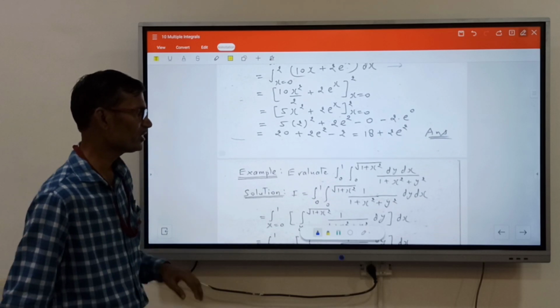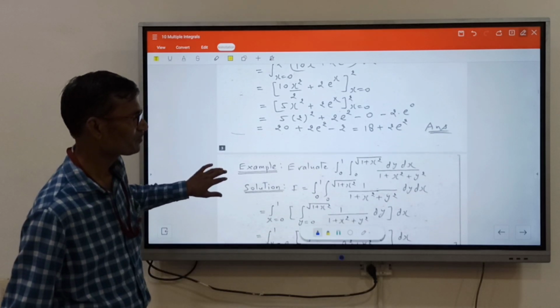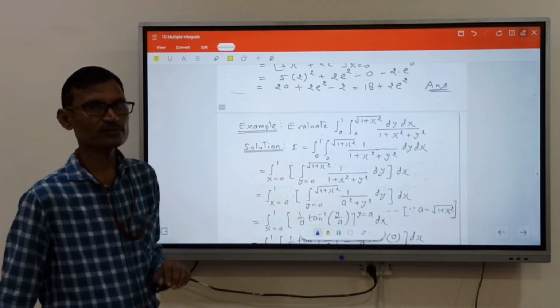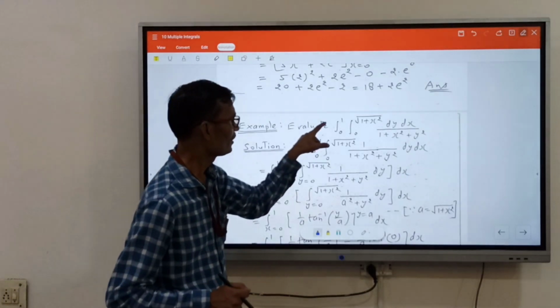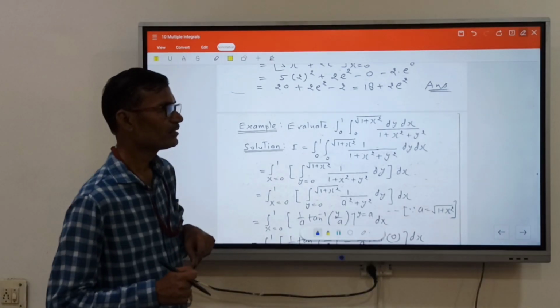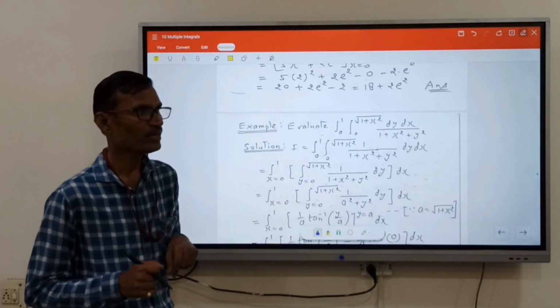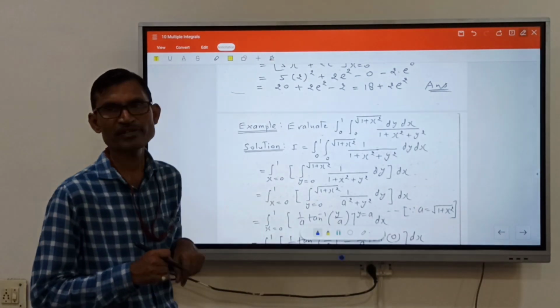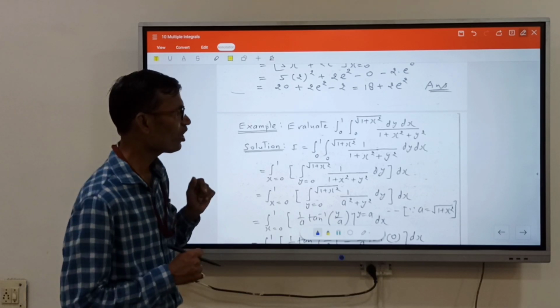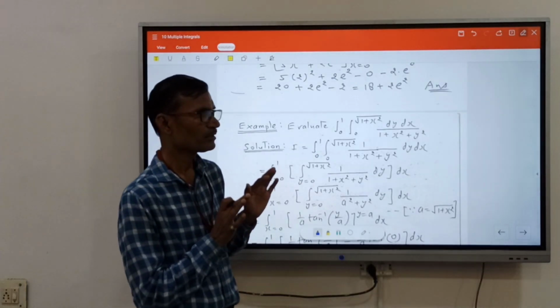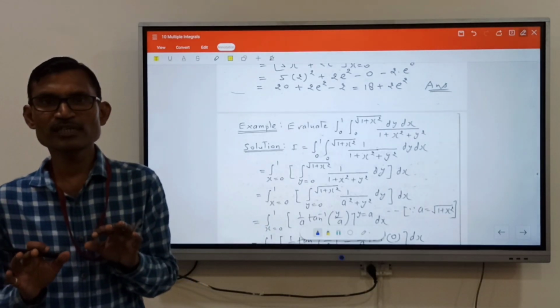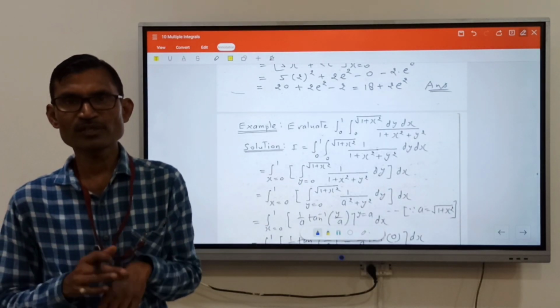In this example you can easily see that all the limits are not constant. One limit is in the constant form and another is in the variable form. So how will we know which variable each limit belongs to? The common rule does not apply here. So what do we do here?